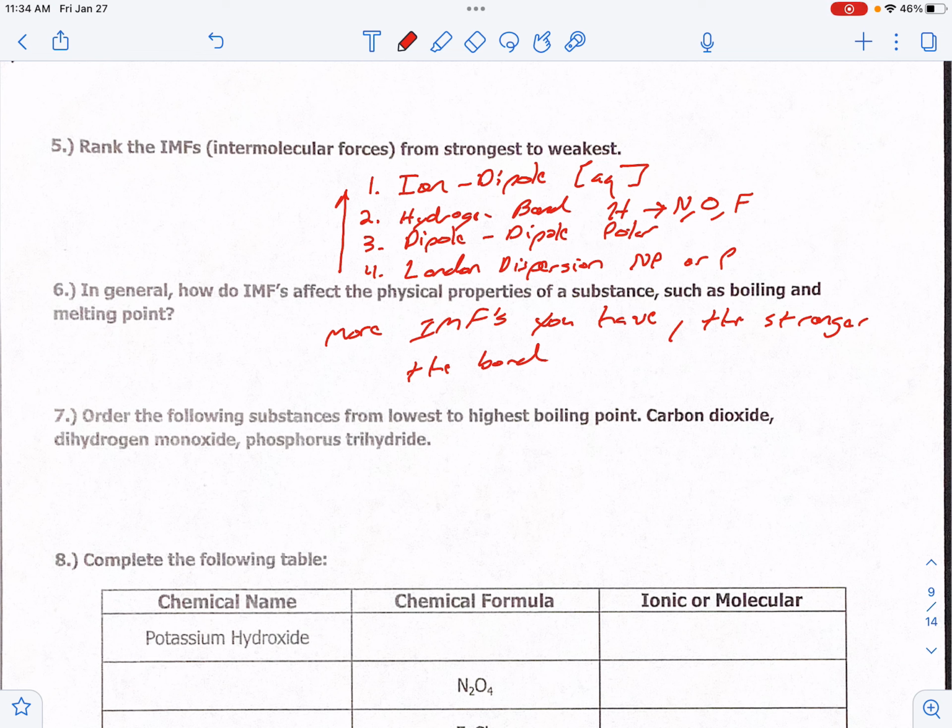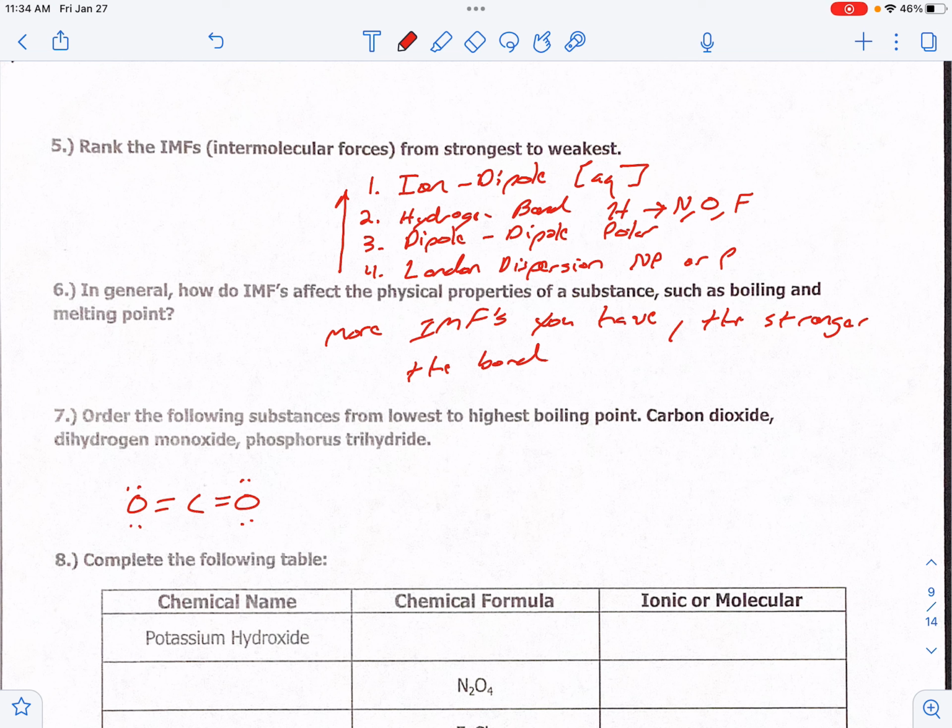Now, order the following substances from lowest to highest boiling point: carbon dioxide, dihydrogen monoxide, and phosphorus trihydride. Okay, so basically the way to do this is to look at the Lewis structures. So I'm just going to draw them out. I'm going to go over how to do Lewis structures in a minute, so I'm just going to draw them for right now so we can see. So I'm going to look at carbon dioxide. Okay, carbon dioxide actually looks like this.